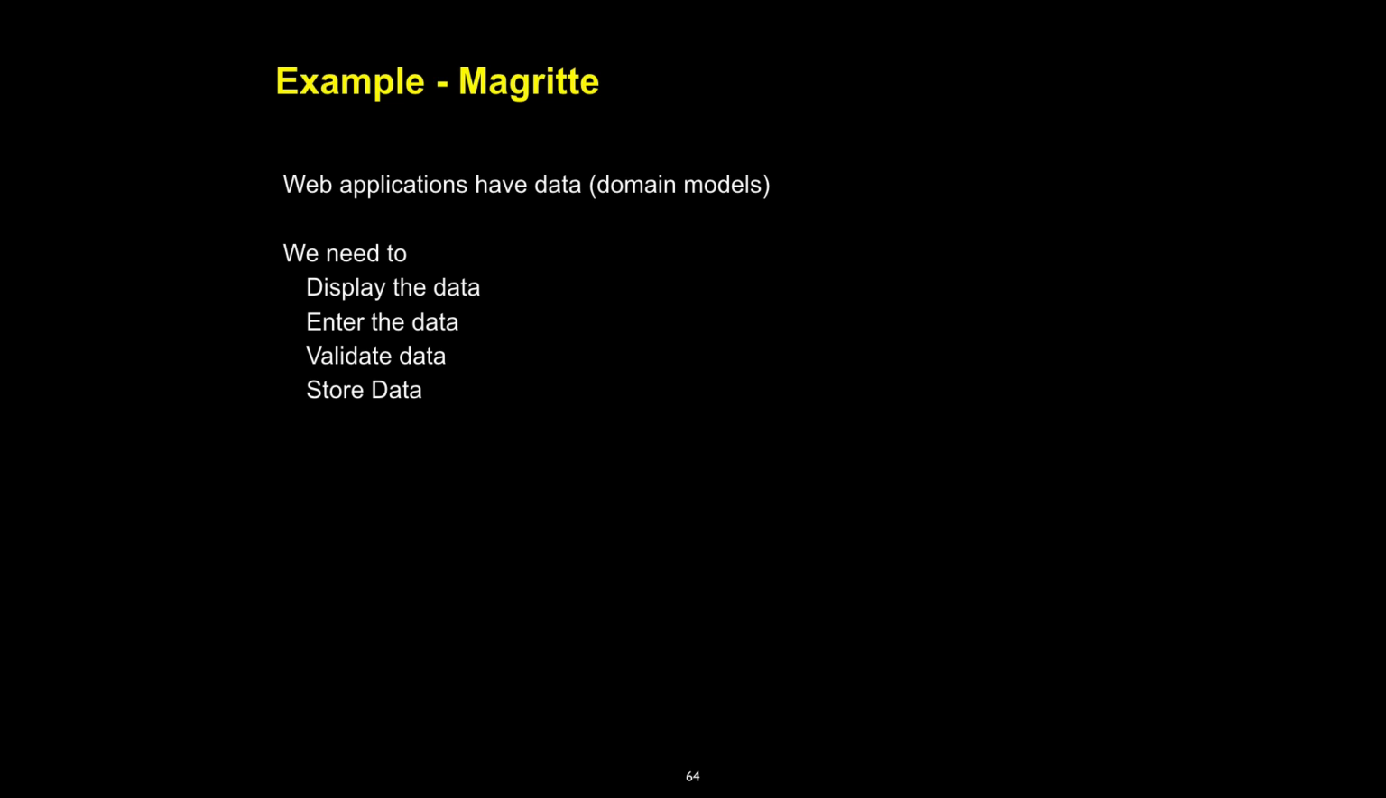So an example of using the visitor pattern. There's this web framework called Magritte. It's named after this famous French artist who liked to draw these weird things.